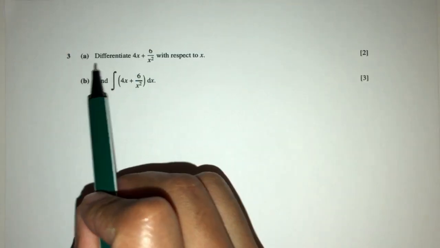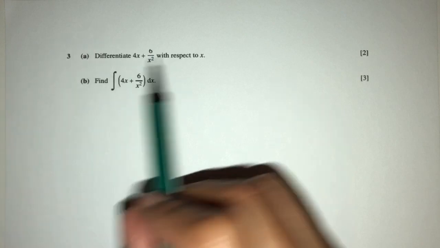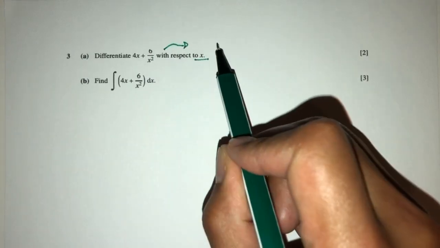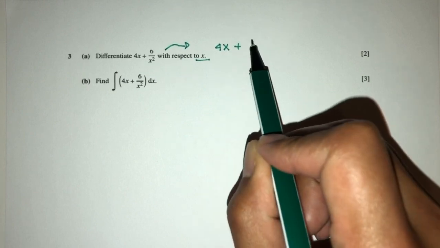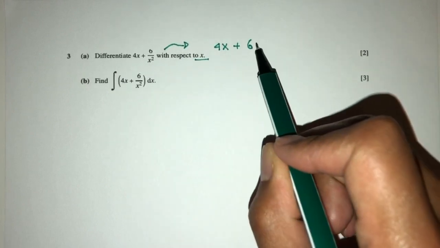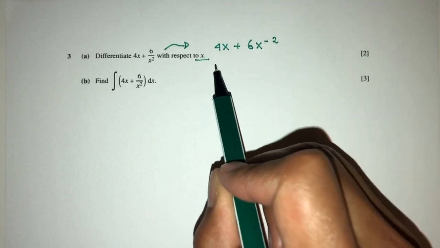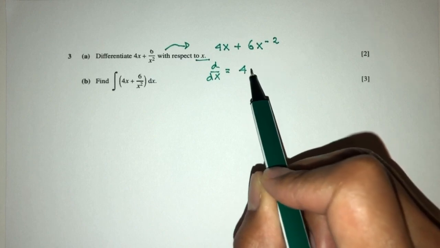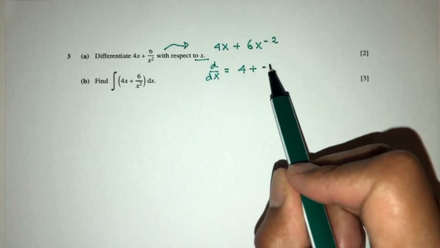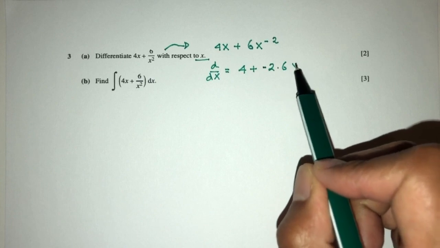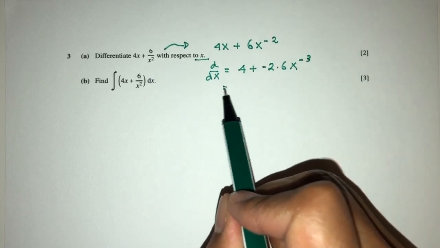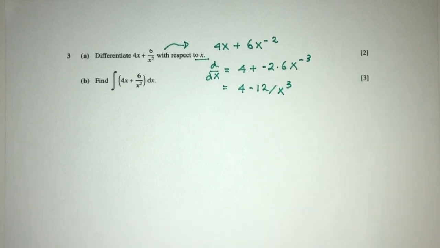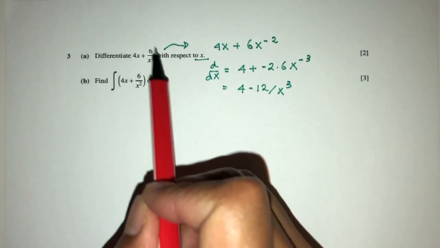Here we have to differentiate 4x plus 6 over x squared with respect to x. Pretty easy. The first thing, let's rewrite this as follows: 4x plus 6, and we can send the power up, that will be x to the power minus 2. So d by dx will be simply 4. Then we multiply by the power, minus 2 times 6, and then minus 1 from the power. That will be 4 minus 12 over x cubed. That will be d by dx of your term right here.